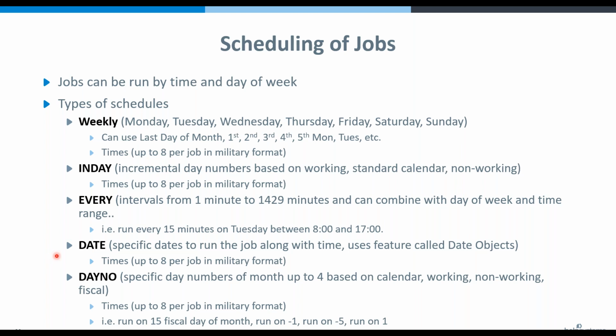We can do specific dates. We have a feature called date objects that gives you the ability to run on certain dates, and times, of course. And then one of my favorite features is the day number feature, where we can say run something on -1, -5, 1, 15, 8, whatever the day number of the month is. And that can be based on a standard calendar, a working, non-working, or fiscal type set of dates. So I can say run this on the 5th working day of the month, basically. All right, a lot to chew on there, but these are scheduling options in Robot Schedule.